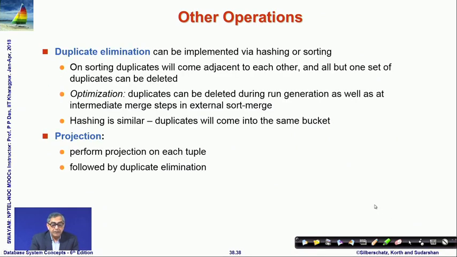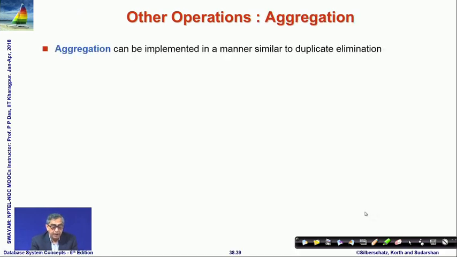Duplicates can be very easily eliminated through sorting. They can be done through hashing also, because if we sort, they will come consecutively after the sort. If we hash, then they will necessarily hash to the same value, which makes it easier to check whether they are identical or not. Whenever we are doing projection, we can project on each tuple, and then perform a duplicate elimination to get to the final result.